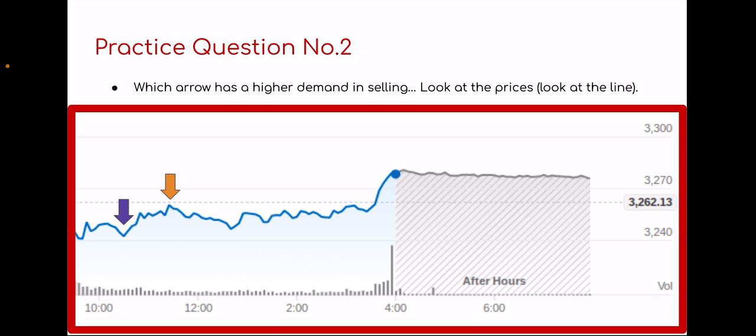The second one: you have a purple arrow and an orange arrow pointing at a point. Which of the arrows has a higher demand of selling? Which one do you predict? Which of these two arrows will be the answer? Which arrow has a higher demand in selling?